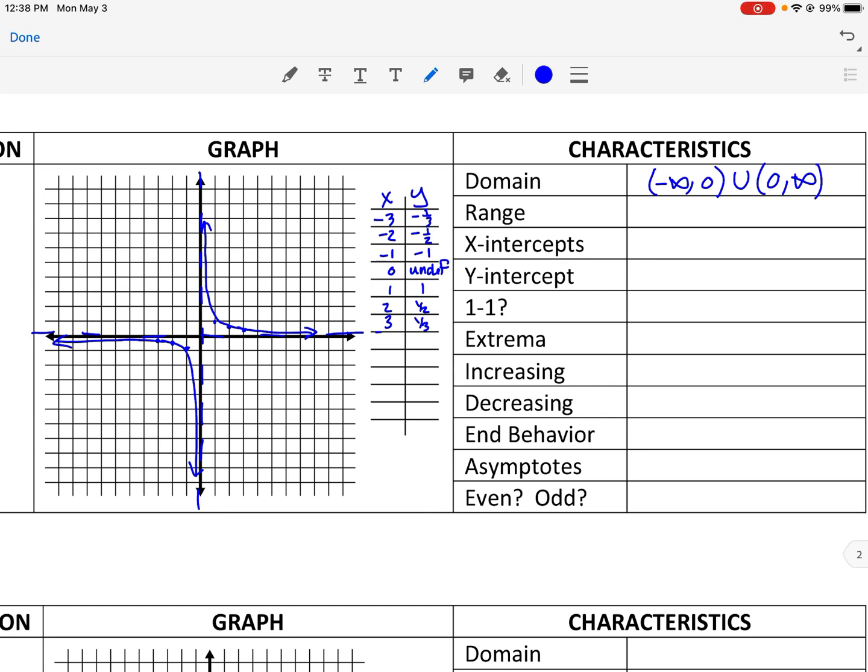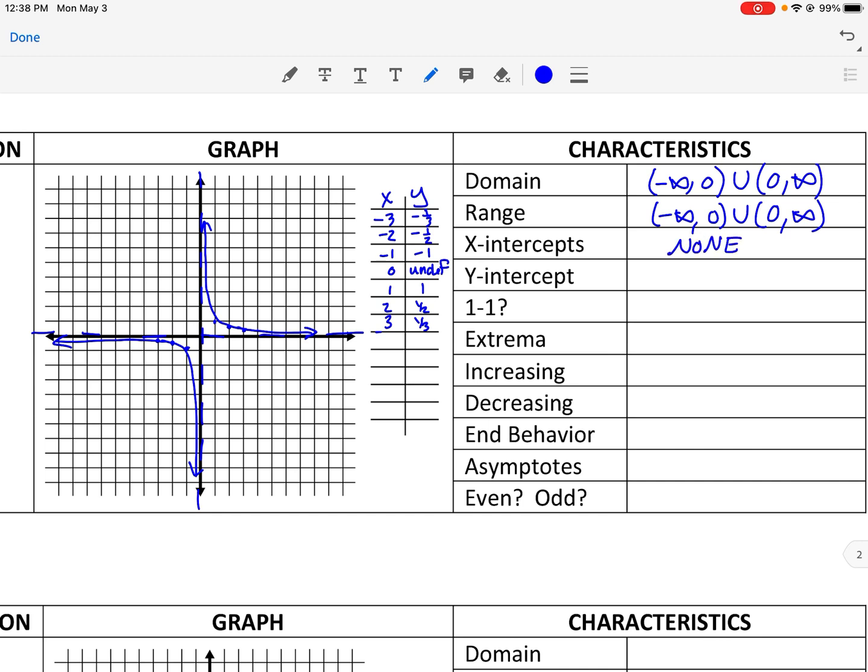The range is the same since we have a horizontal asymptote as well. So we have this all the way up until we get to this number, and we have to skip 0 and then go on from there. So it goes down forever all the way up till we get to 0, and then it skips 0, and we start over and it goes all the way up to infinity. It goes up forever.